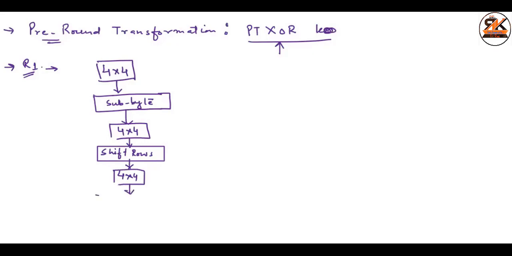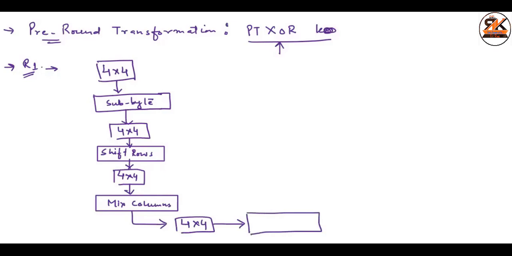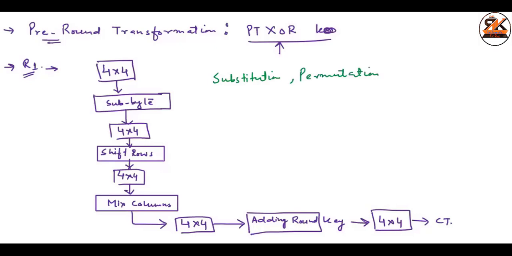Then the next transformation is mix columns. After that, you again have a 4x4 matrix. And then the last transformation is adding the round key. Then you get a 4x4 matrix. This could be your intermediate ciphertext or the final ciphertext. So there are 4 transformations in a single round of AES: substitution, permutation by shifting the rows, mixing through the mix column transformation, and key addition.